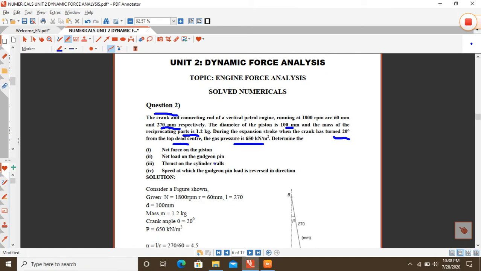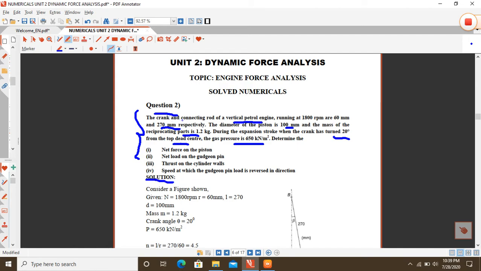Again, as I already said in the previous lecture, before solving any kind of numerical on any topic, first of all we see what are all the parameters or values given in the question. Then we will work on the relevant formulas, and then we will finally try to solve the question based on the given data and the basic concepts. As the previous problem was the horizontal engine problem, in this particular problem we have the vertical petrol engine. So here the piston effort will also change. So let's start with the solution.